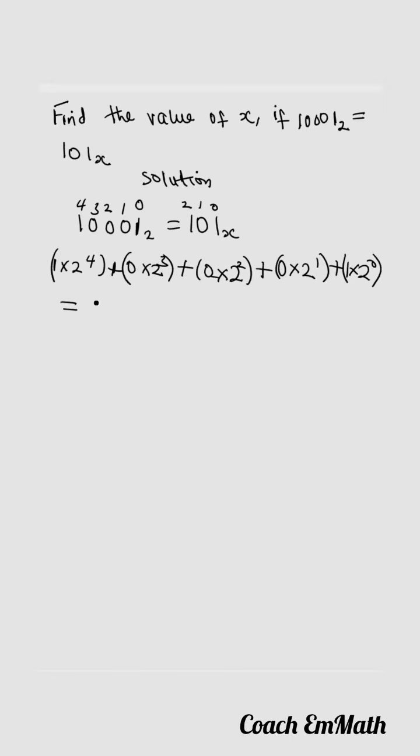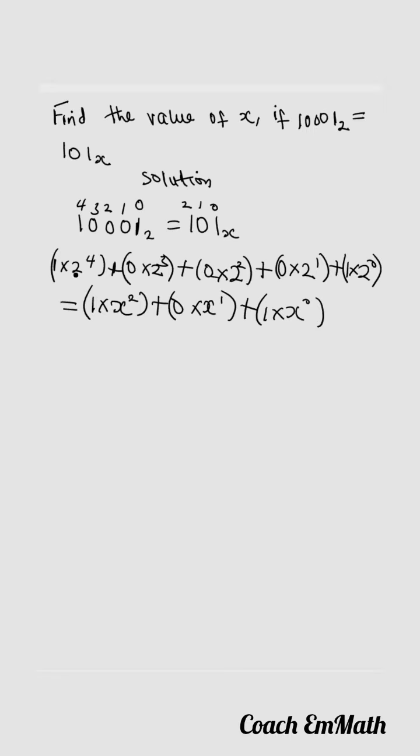And then this is going to be equal to 1 times x, of course the same pattern, that is 1 times x raised to power 2, and then plus 0 times x raised to power 1, and then lastly plus 1 times x raised to power 0. So the next thing I'm going to do now is quite easy.